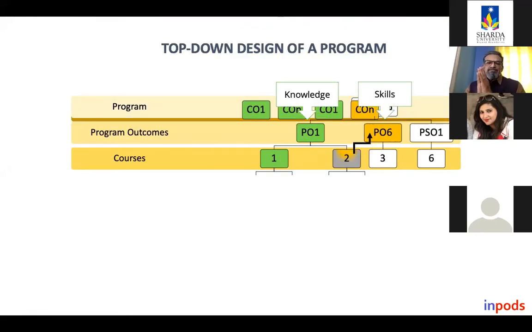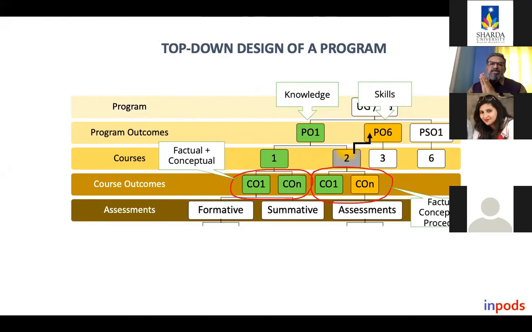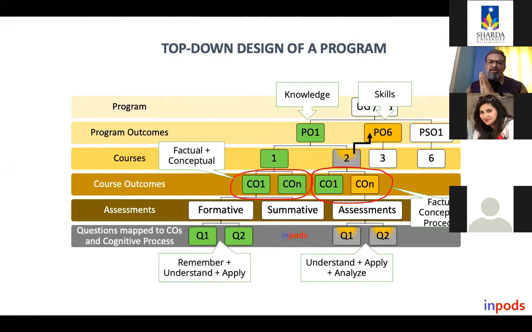So when it comes to the top-down design approach of the program, we have to think about how the program outcomes are going to be achieved by the students. So then we think about the courses, then we think about the course outcomes, and then we think about assessments, what should be covered in formative and summative, likewise. And then designing of the question will require thinking about the cognitive process.